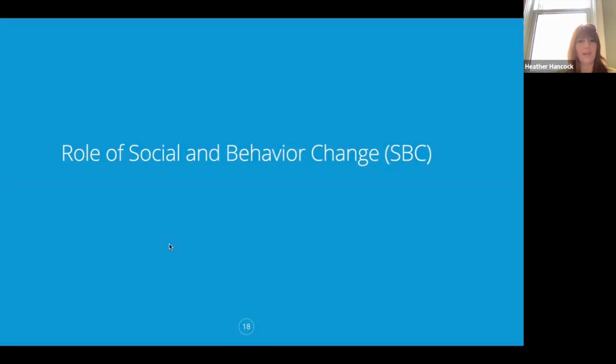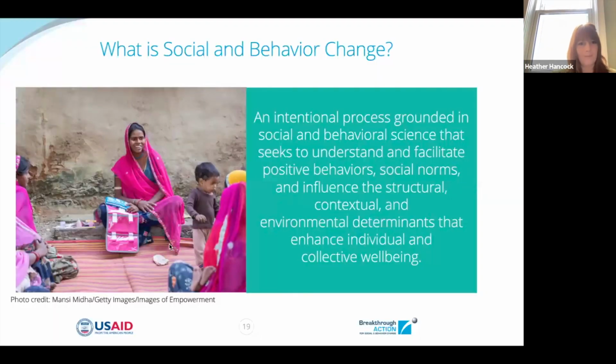So let's talk a little bit about the role that social and behavior change can play in quality improvement and experience of care. Next slide. For those of you who may not be as familiar with social and behavior change, our definition of social and behavior change from Breakthrough Action is an intentional process that's grounded in social and behavioral science that seeks to understand and facilitate positive norms, positive behaviors, social norms, and influence the structural, contextual, and environmental determinants that enhance individual and collective well-being. So let's go to the next slide.